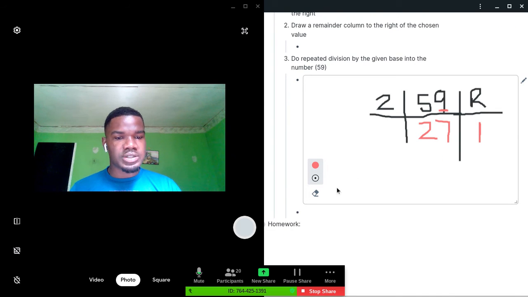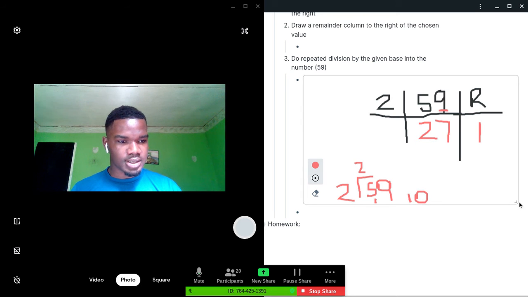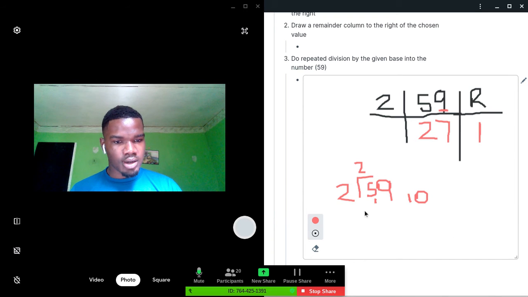You can do a long division right here. You can say 2 into 59. 2 into 5 goes 2 times. 2 into 2 goes 4. Remainder 1. So 2 into 19. Wait 1 second. Extend this down. Alright, so 2 into 2 goes 4. Remainder 1.